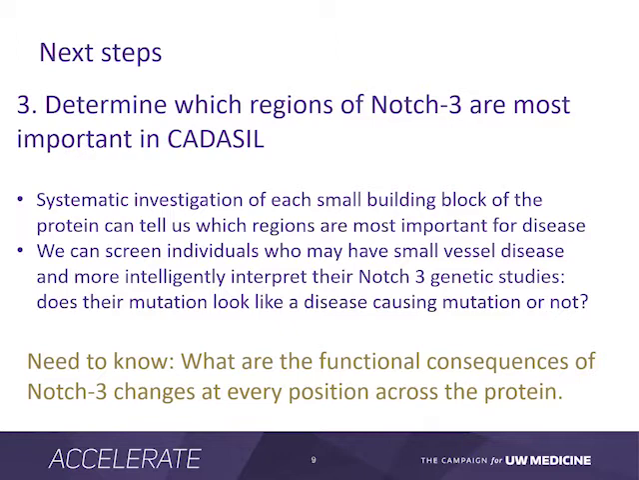They look like they have CADASIL. Let's take a look at how their Notch3 is functioning. This really seems like it's CADASIL. And that's important because it's important for therapies, but it's also important because they've got to tell their kids if their kids are at 50-50 risk of inheriting something that can manifest in stroke. So we need to know what are the functional consequences of Notch3 changes at every position across the protein.